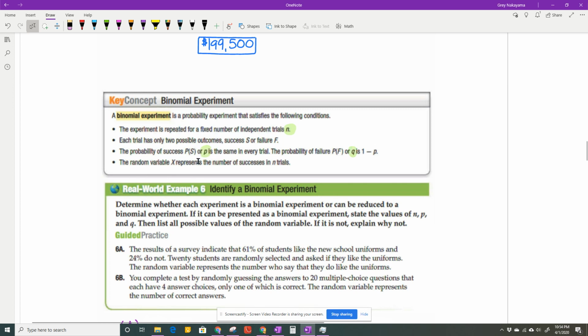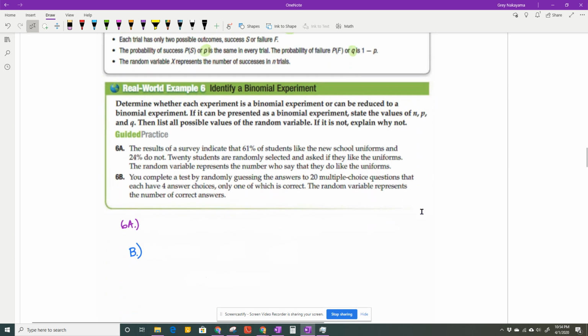P is the probability of success, and Q is the probability of failure. And remember, N represents the number of trials. So look at these examples and make sure that you know how to identify a binomial experiment. We're going to determine whether or not it's binomial. If it is, we're going to identify N, P, and Q. And if not, we're also going to list the possible values of the random variable. If not, we're going to explain why it's not.